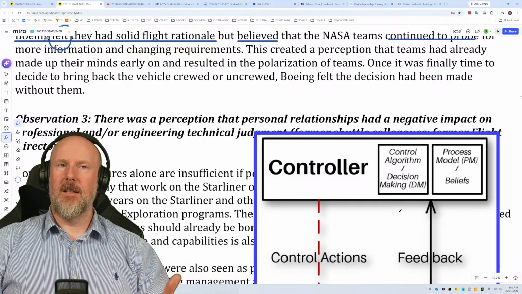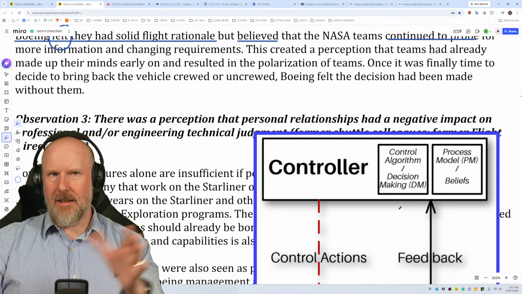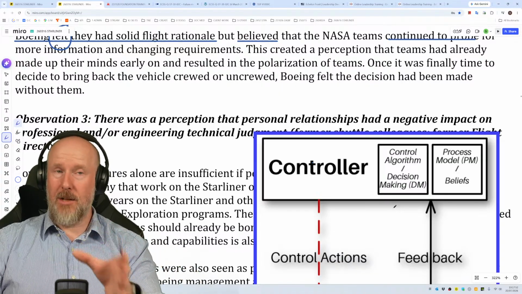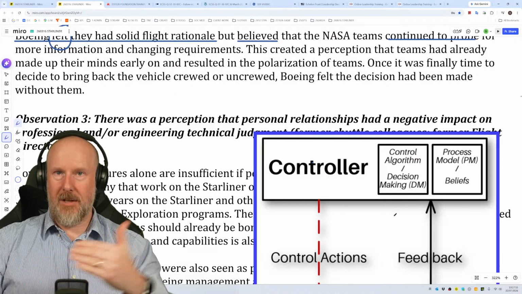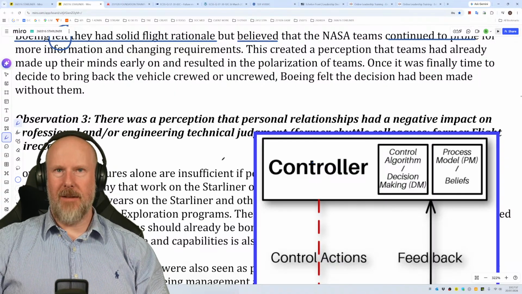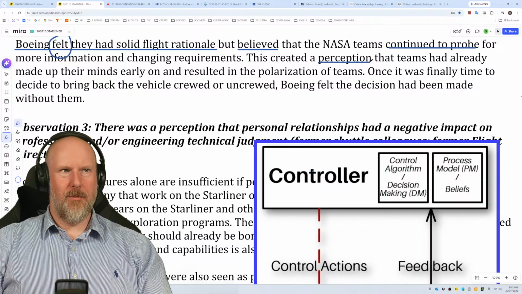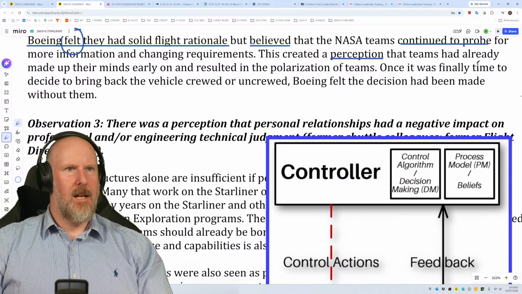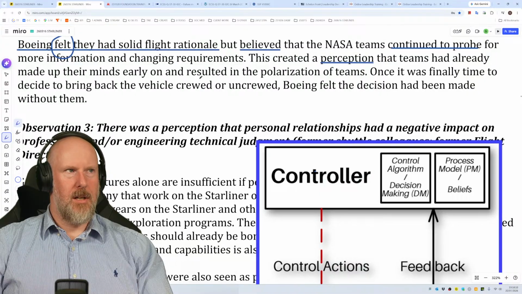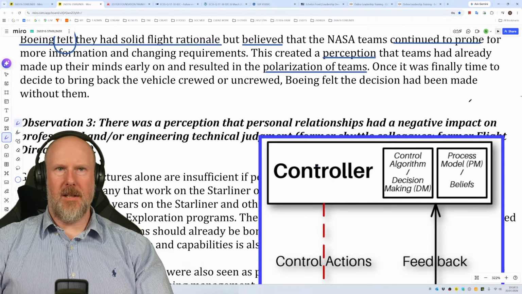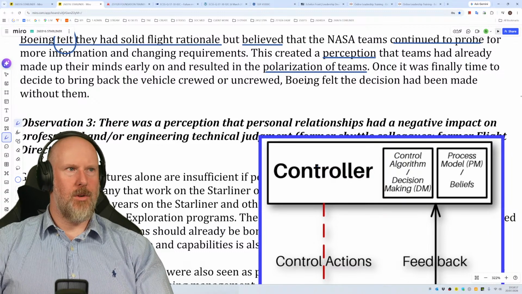It was a feeling. Being distinct: is it a feeling? Is it real? Is it a real, genuine, valid belief that's held because of genuine evidence, or the perception of evidence? This created a perception that teams had already made their minds up early on and resulted in the polarization of teams. Once it was finally time to decide to bring back the vehicle, crewed or uncrewed, Boeing felt the decision had been made without them.